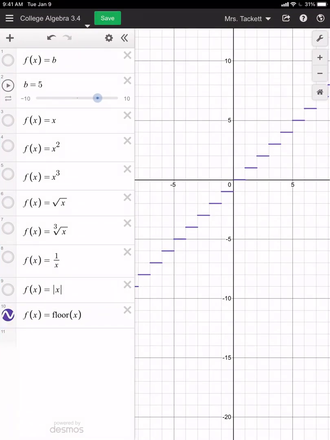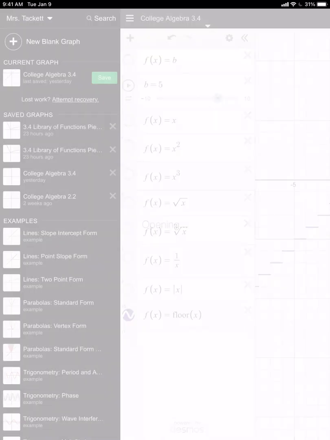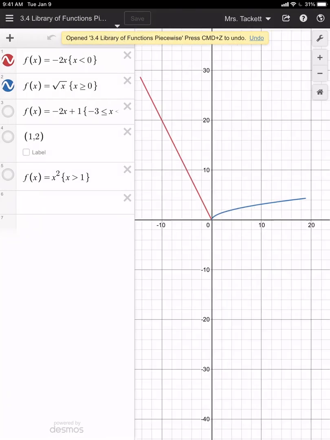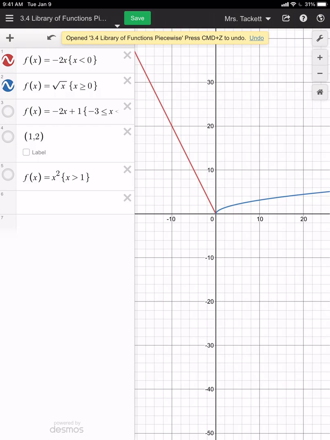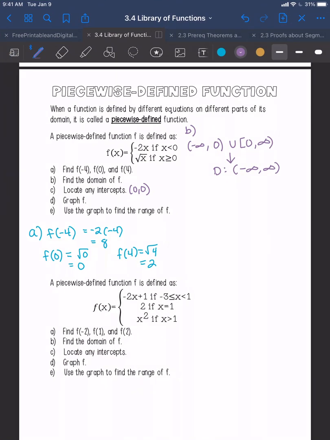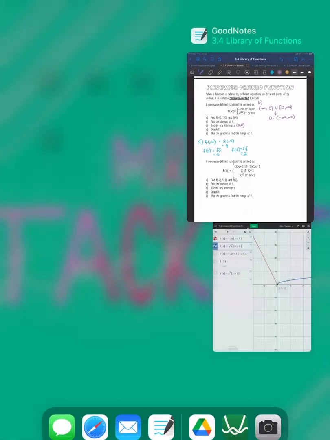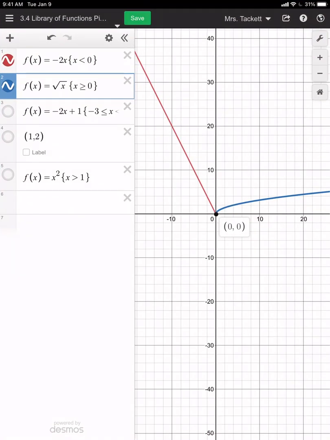Looking at the graph here, this is what that graph looks like. So the red shows the first part of the domain, and then the blue is the second part. So there is an intercept at (0, 0), and it looks like that is the only one. Okay, so that's what our graph looks like. When you're typing that into your calculator, you would just put in y equals negative 2x, do your division with parentheses, x is less than 0, parentheses. And then in y2, you would enter the second one the same way.